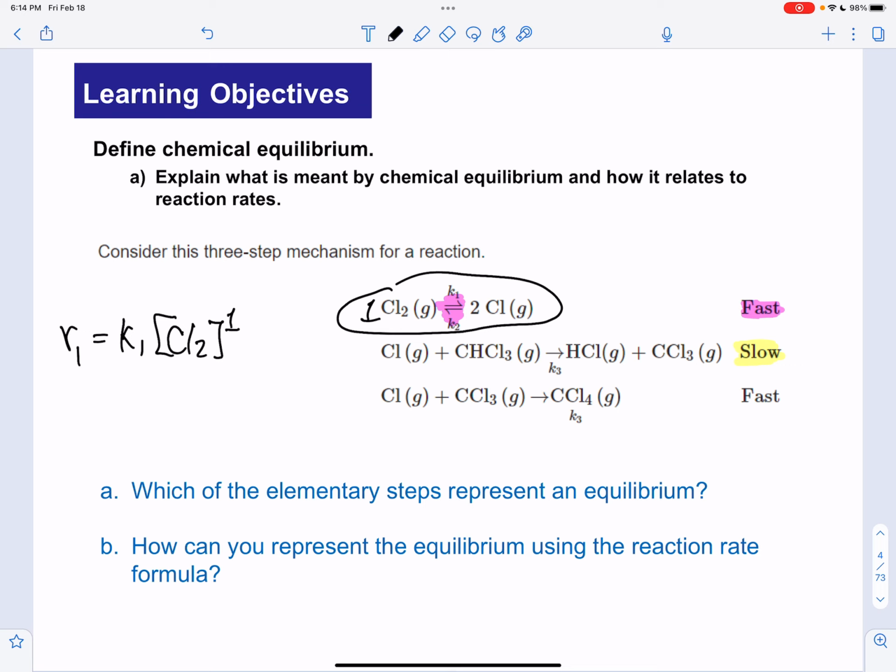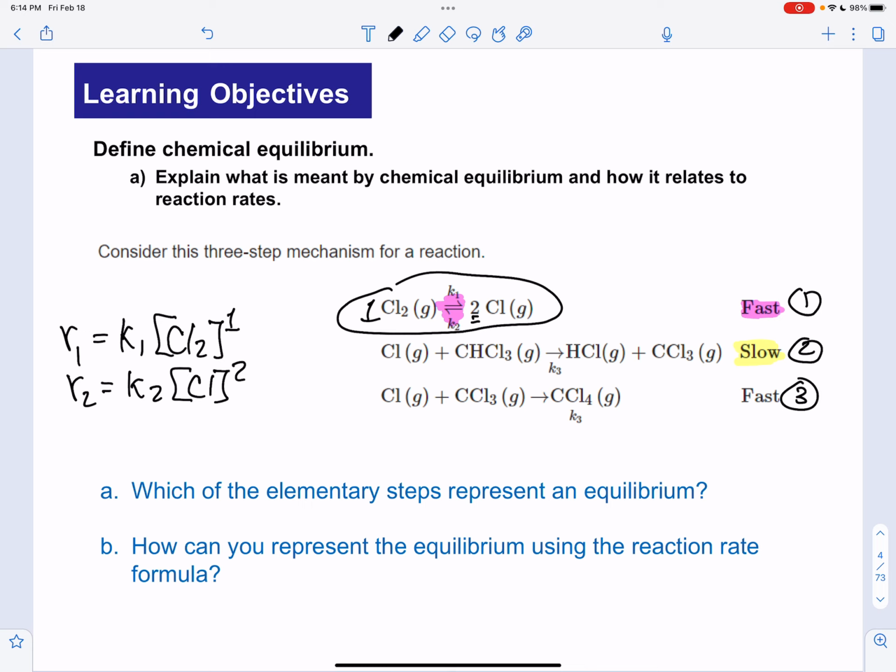And going backwards is going to be r2, from right to left, equals k2 times Cl to the square. Once more, this is an elementary step, so the coefficients are the order, only when dealing with elementary steps. And an elementary step is a step in a mechanism. So we're dealing with step number one.